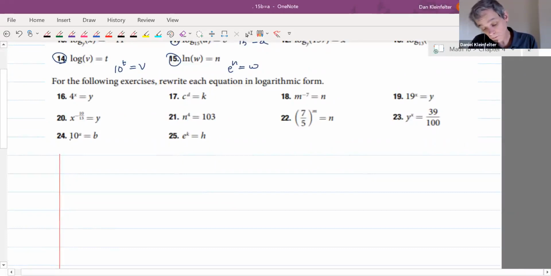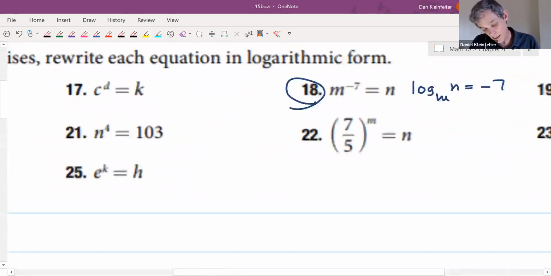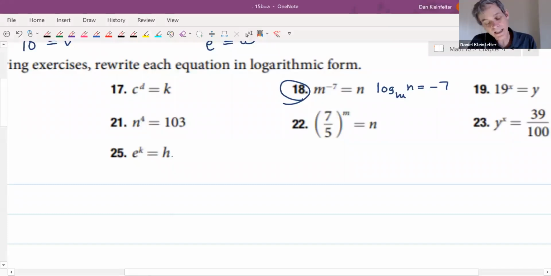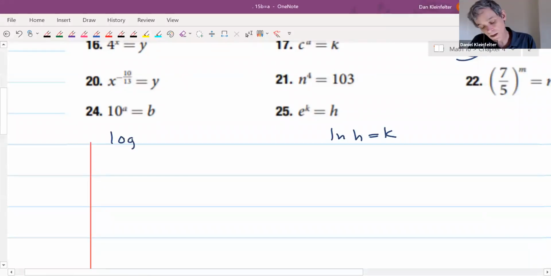So let's take 18. M to the -7 power is n, so that means log base m of, is it -7 or is it n? It is n, and that will equal -7. It answers the question, what power do you raise m to get n? Okay, and then let's do one with an e in it. E raised to the k is equal to h, so natural log of h is equal to k. Okay, one with a 10 in it. This will be common logarithm. It's base 10 log of b is equal to a.